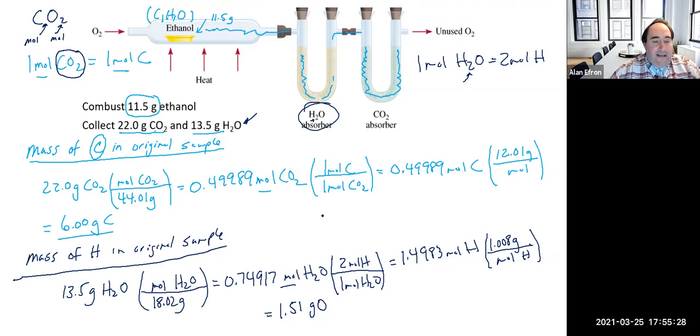All right. Now that I know basically how much carbon there is, I also now know how much hydrogen there is in this 11.5 grams. The only other element that should be there is oxygen. So I could take both of those values and use it to figure out how many grams of oxygen was present.